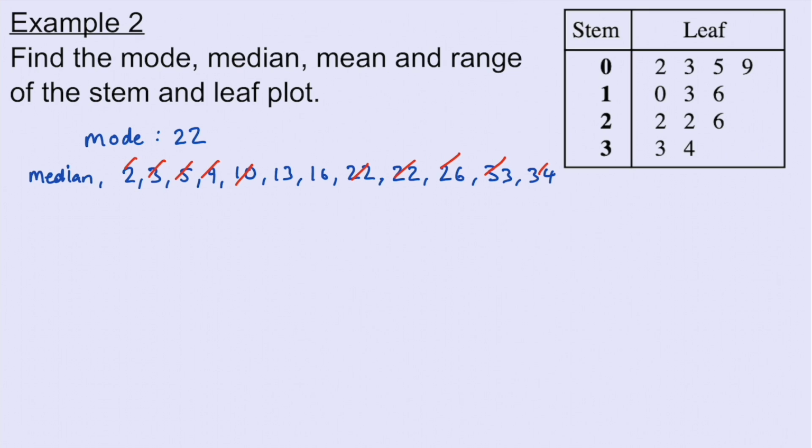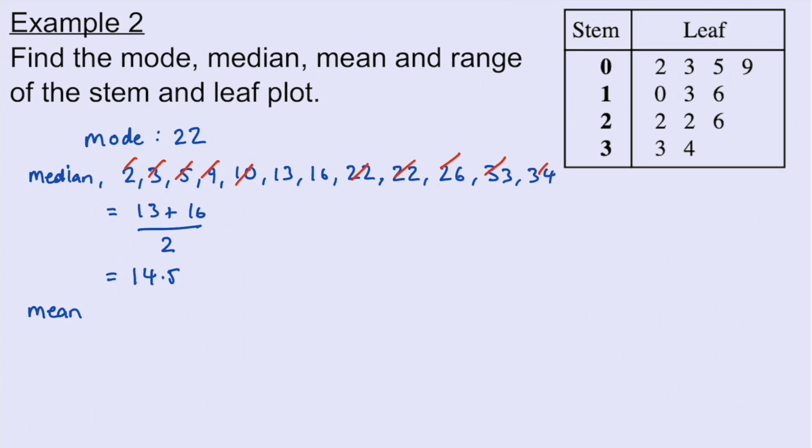So remember, when we've got two numbers in the middle, like we have here, all we're going to do is add these two numbers together, so 13 plus 16, and divide them by 2, which will give us our median. So 13 plus 16 gives us 29, divided by 2 gives us 14.5. So the median is 14.5.